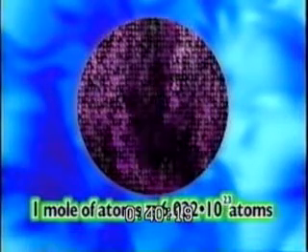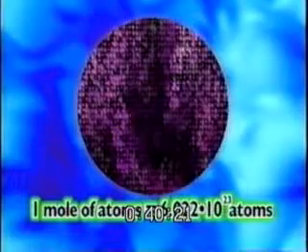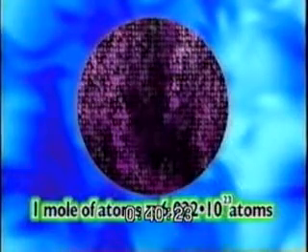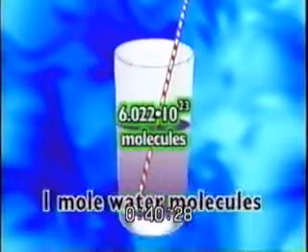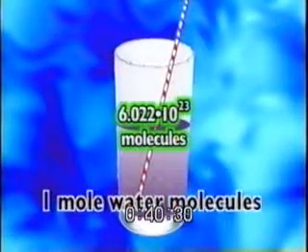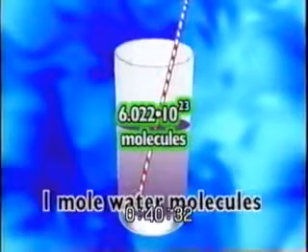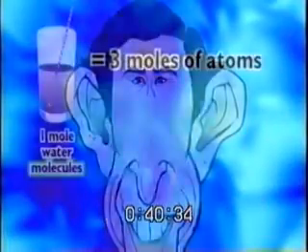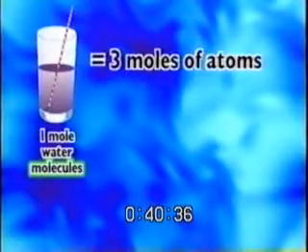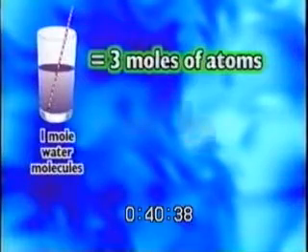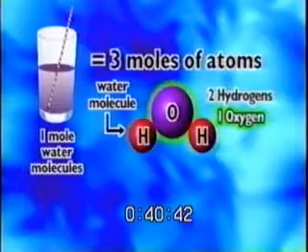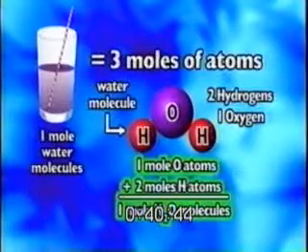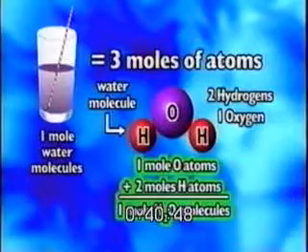1 mole of atoms has 6.022 times 10 to the 23rd atoms. And if you have 1 mole of water molecules, you'd have 6.022 times 10 to the 23rd molecules. This is tricky, so listen closely. In that mole of water molecules, you'd have 3 moles of atoms, since each water molecule consists of 3 atoms, 2 hydrogens and 1 oxygen. In 1 mole of water molecules, there's 1 mole of oxygen atoms and 2 moles of hydrogen atoms.